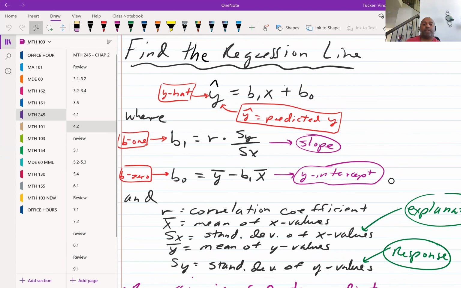All right, so I mentioned r is your correlation coefficient. x bar is the mean of your x values. And I wrote it over here. Don't forget x is your explanatory variable. And then s of x is the standard deviation of your x values. y bar is the mean of your y values. And once again, reminding you that y is your response variable. And then s of y is your standard deviation of your y values.